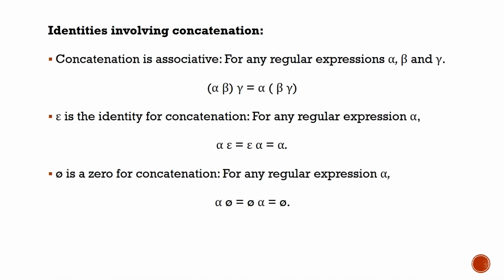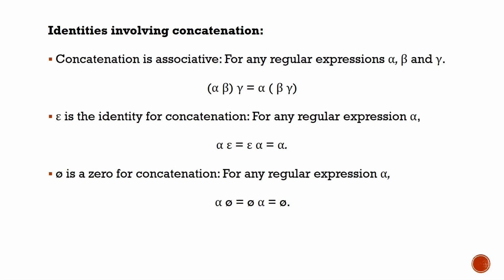So the previous ones are the laws which are related to the union. Then let us learn the laws for concatenation. Concatenation is not commutative. That we have to remember. It is not commutative, but it is associative. Alpha concatenated to beta concatenated to gamma is equivalent to alpha concatenated to the result of the concatenation of beta and gamma. So concatenation is associative.